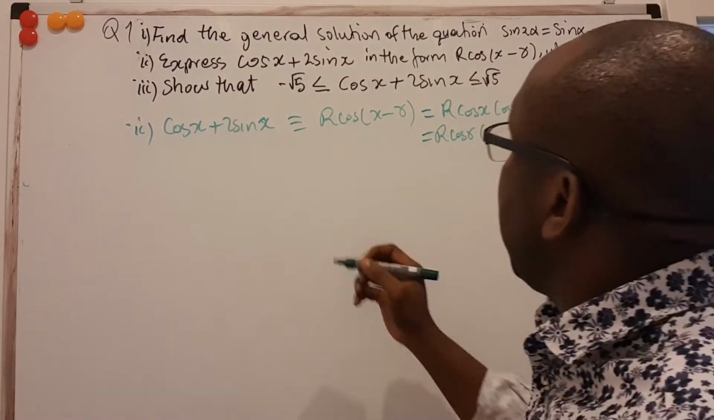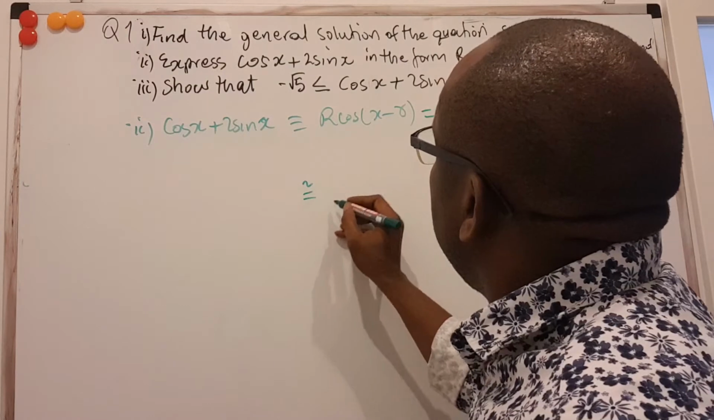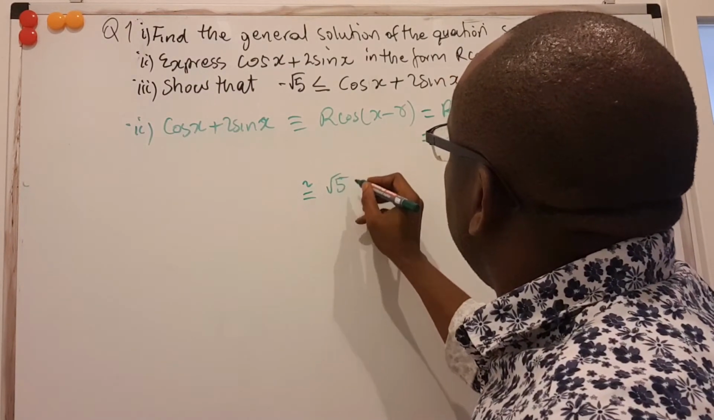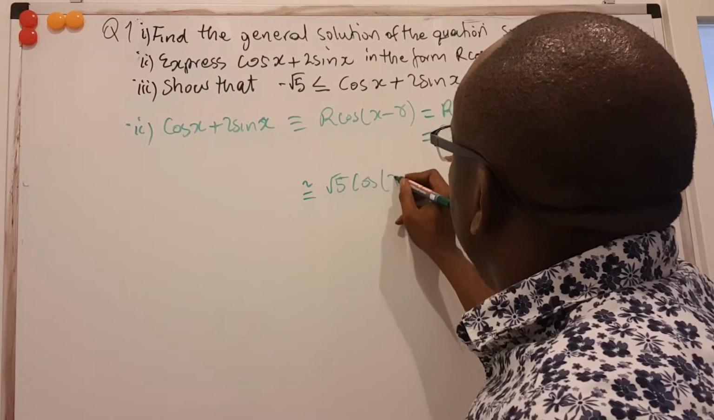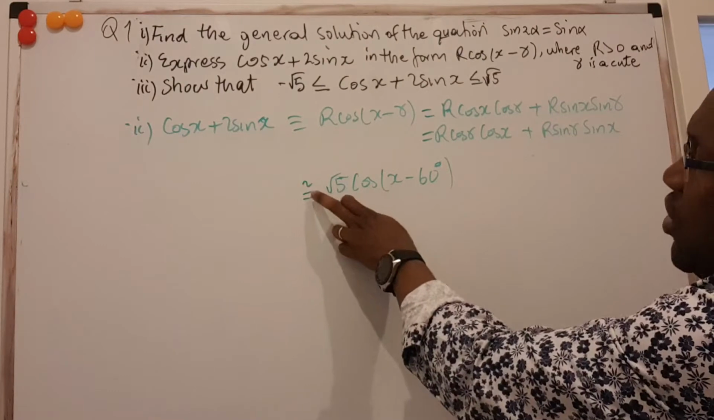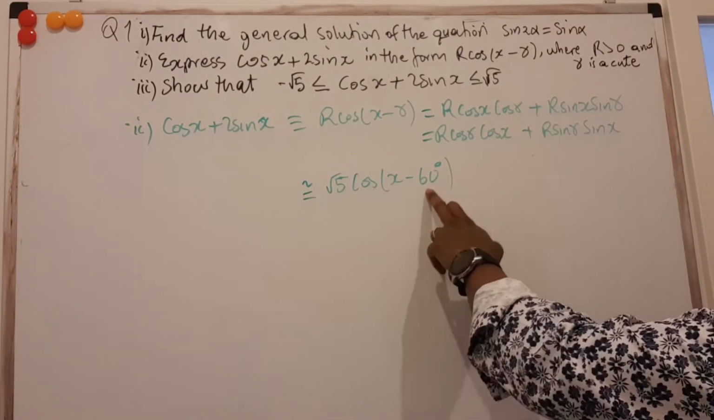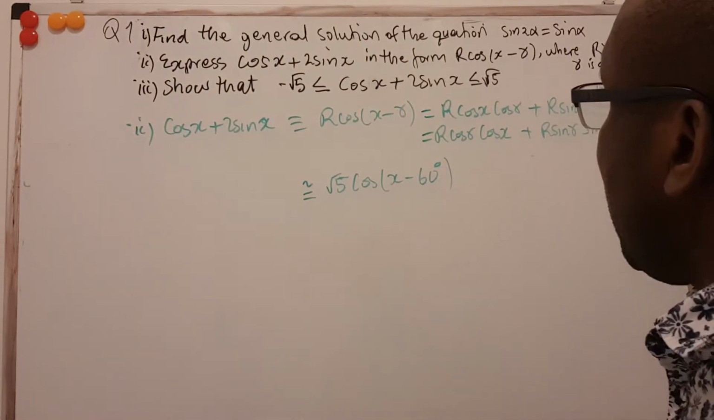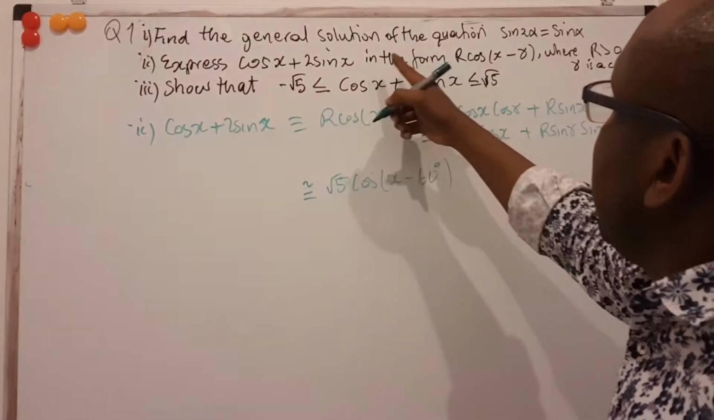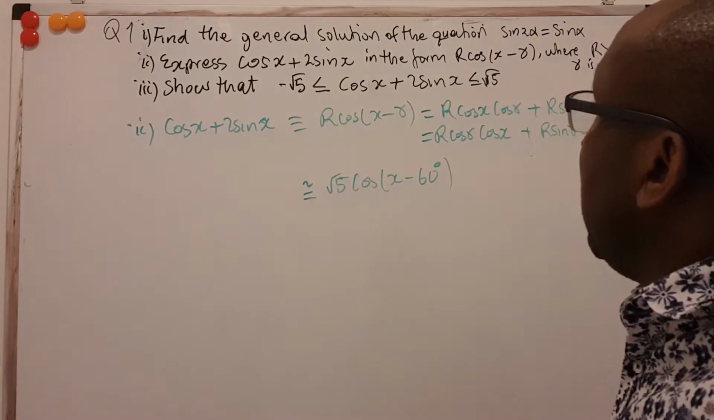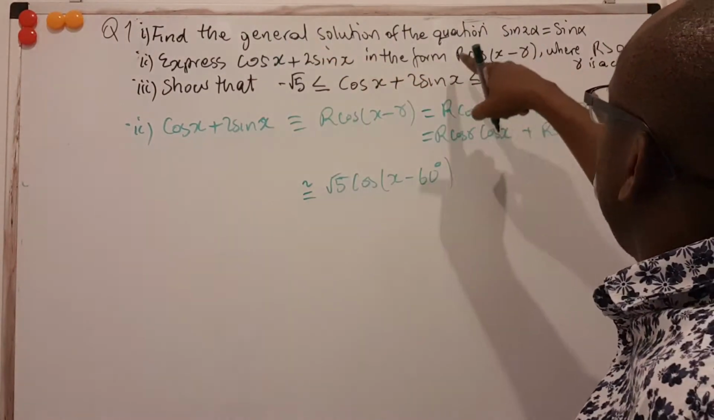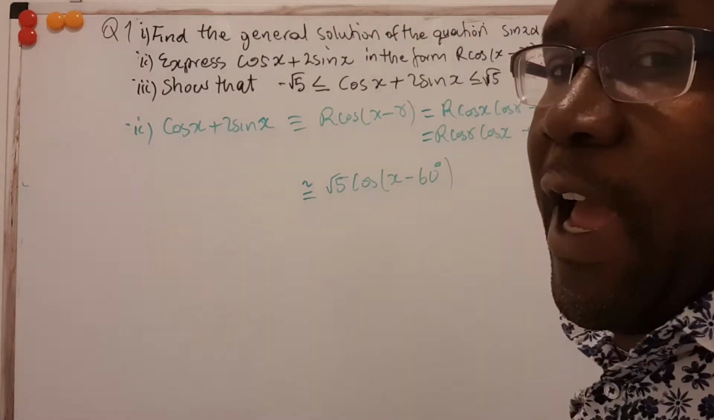So I can express this approximately as root 5 cosine of x minus 60 degrees. This is just an approximation, so this is not 60, it should be 63 point something. For the third part of the question, it says show that this lies in that range. I see that this is exactly this, and if I was able to express it into this form, then I can also borrow the idea there.